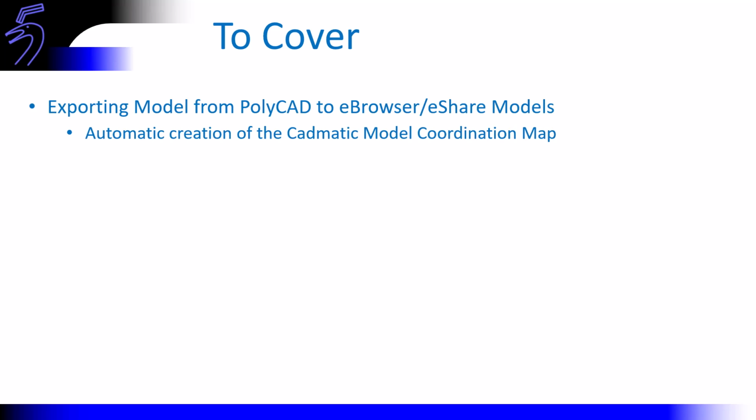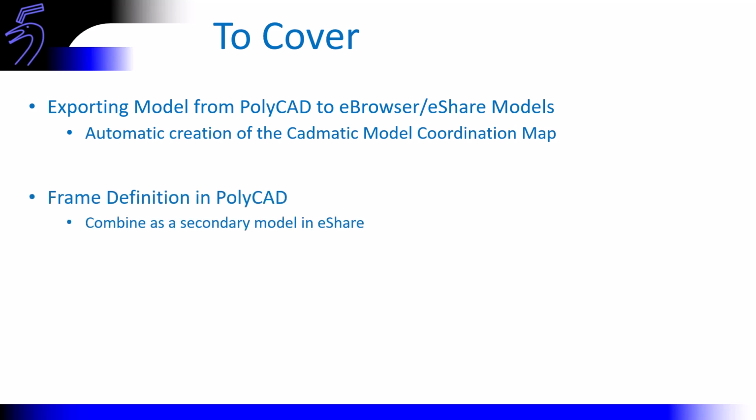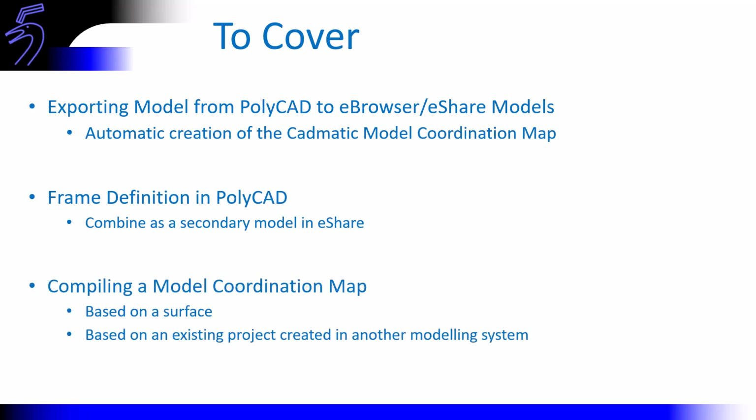So what we're going to do, following a brief introduction to PolyCAD, I'd like to show you how we can export models from PolyCAD to the eBrowser and eShare ecosystem. And as part of that, I'll do an automatic creation of the coordination map. Then I'd like to focus on the coordination information itself. I'll set up a frame definition in PolyCAD and combine that as a secondary model in eShare. Then we'll look at compiling the full amount of coordination information.